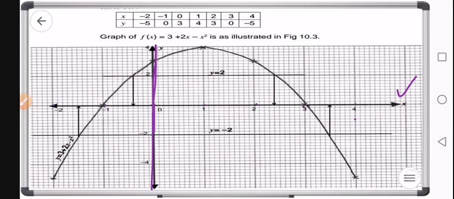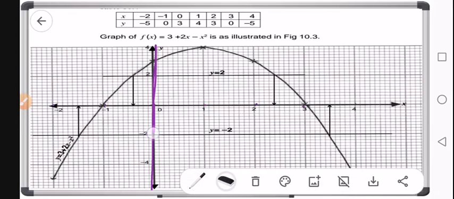So I'm going to show you how to actually draw this graph.